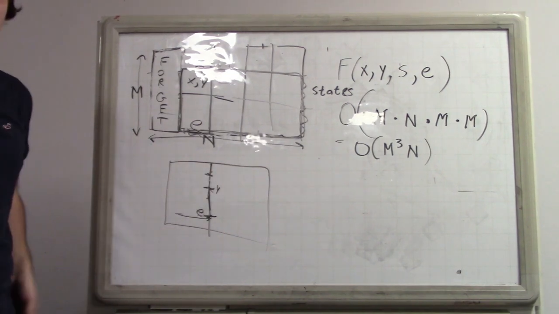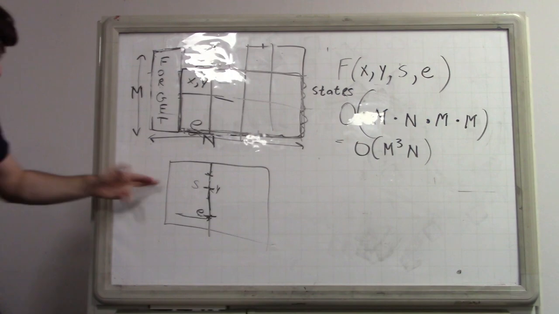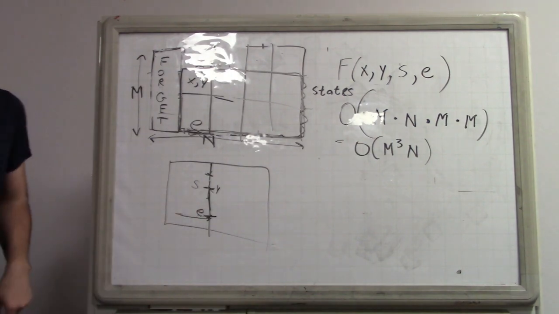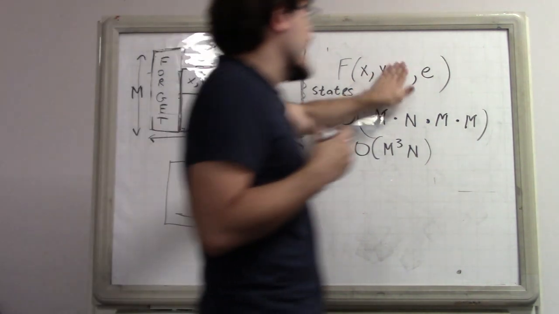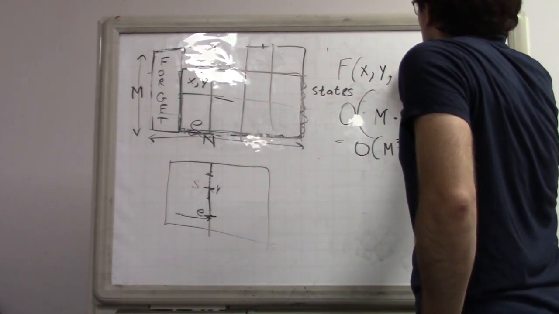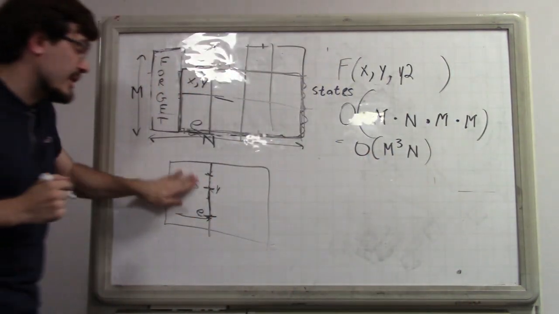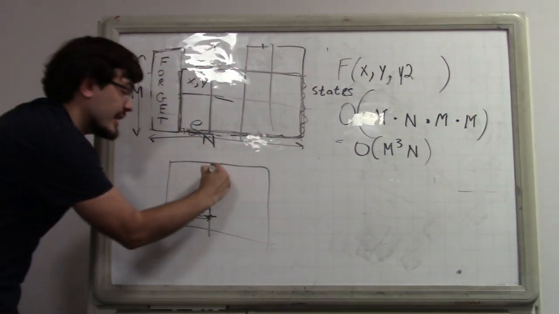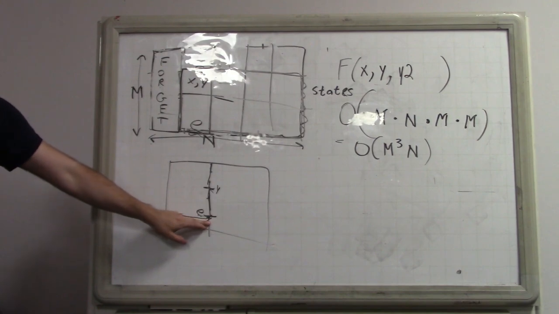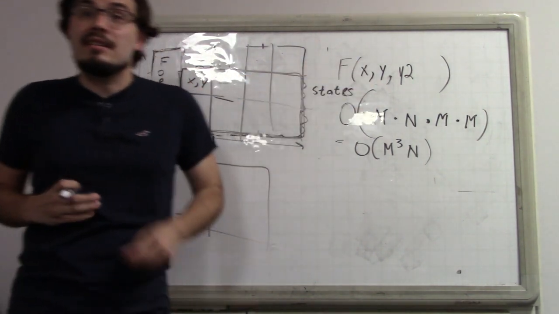or E equals Y. The range of covered elements, Y is one of those things. So we can just call this Y2. Let Y be our current position, and let Y2 be the other position, whichever one that is. So now we are further reducing the state.